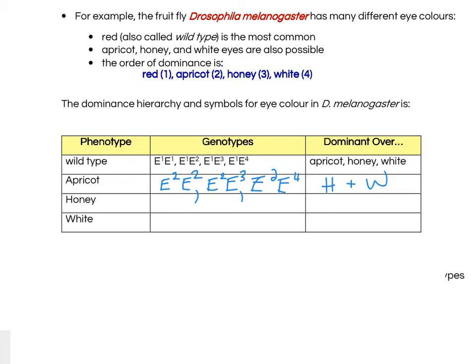What I want you to do is take a minute to fill out the possible genotypes for honey and for white, and then resume the video when you are ready.